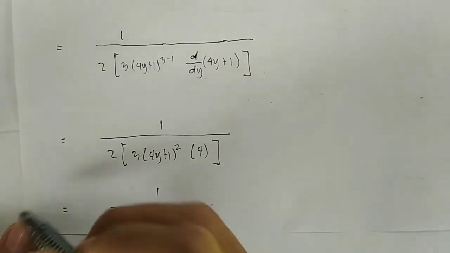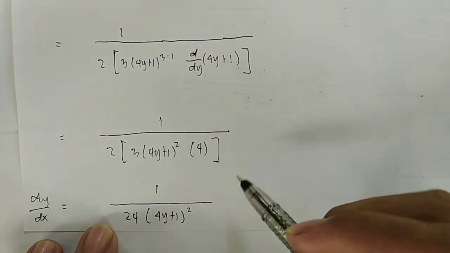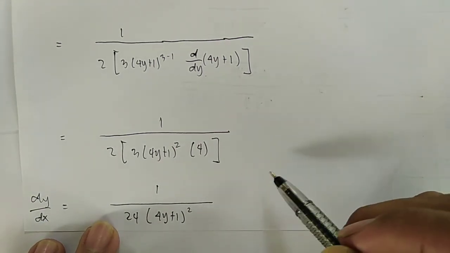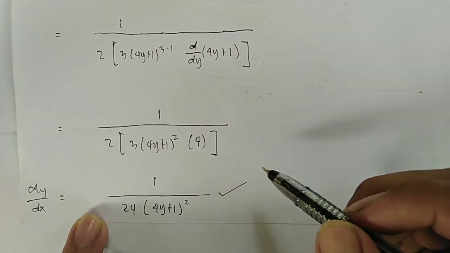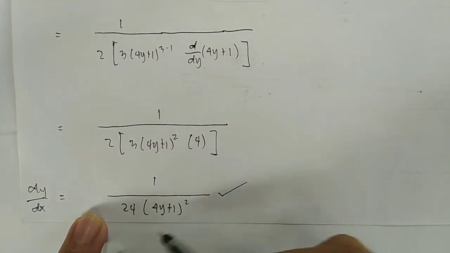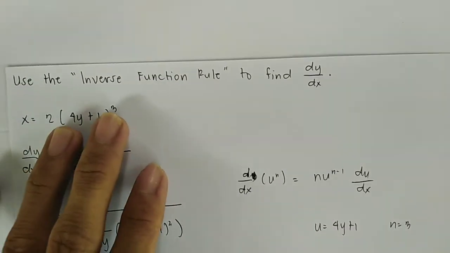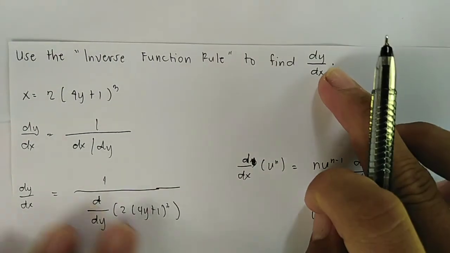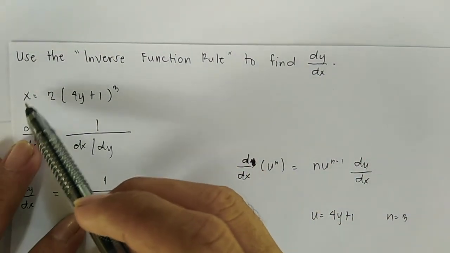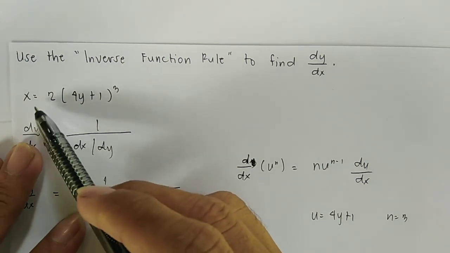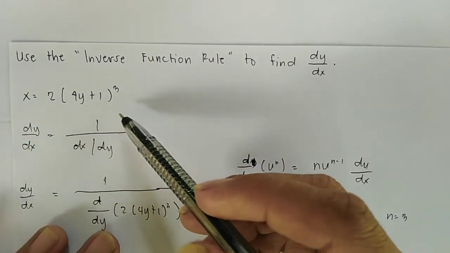So yan yung derivative, dy over dx. So ngayon, since hindi na ito ma-reduce into lowest term, or hindi na ma-simplify into further expression, so matatawag na natin ito na the derivative. Ang hinahanap natin ay 1 over 24 times the quantity of 4y plus 1 to the power of 2. Using the inverse function rule in finding the derivative of the function y, whose function given is the function x equal to 2 times the quantity of 4y plus 1 to the power of 3.